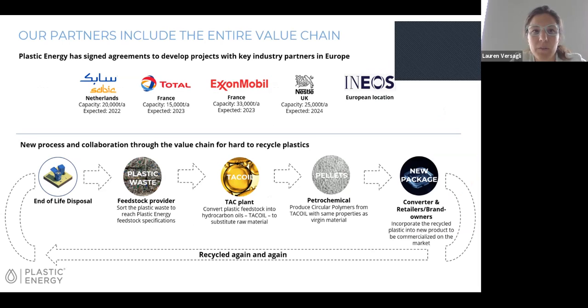I just want to spend a little bit of time talking about our partnerships. I think this is something that has made us extremely successful and able to demonstrate so many proof points in the circular economy and chemical recycling space. Across the top, you see some of the major petrochemical companies that we have made formal announcements with: Sabic, Total, Exxon, and Ineos. And Nestle, even as a brand owner, has jumped in and said that they're interested to work with us to help put a project together in the UK.